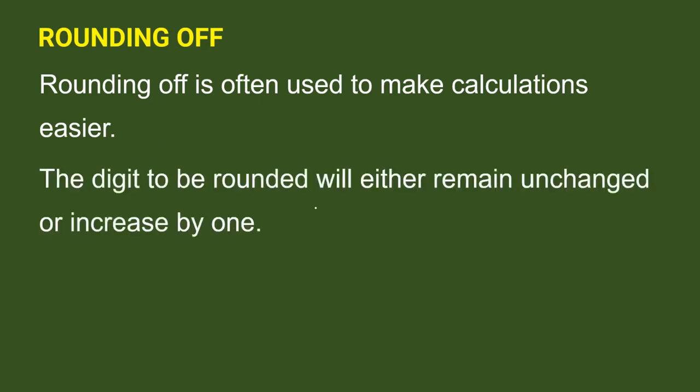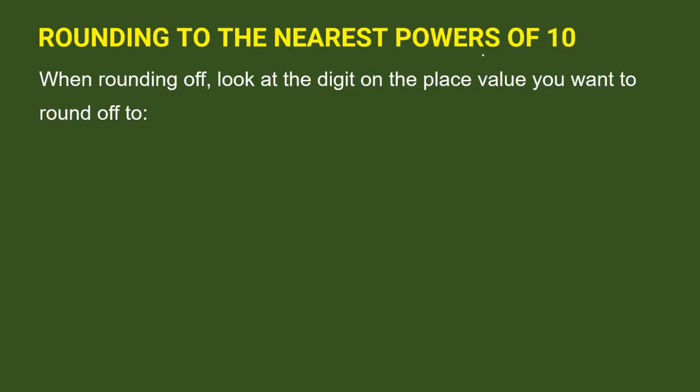The digit to be rounded will either remain unchanged or increase by 1. Remember that. The digit to be rounded will remain unchanged or increase by 1. So you're going to learn when does the digit remain unchanged and then when does the digit increase by 1. Let's look at rounding to the nearest powers of 10. We're going to focus on rounding off to the nearest 10 first.